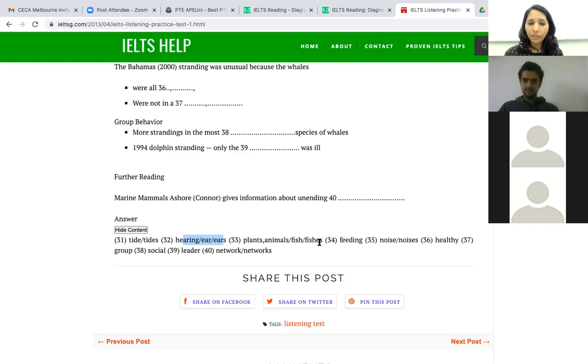Anyone who wrote fish or fishes? Just plants and animals. Then the next one was feeding with ing. 35 is noises, or you can also put loud noises. Both are correct. 36 is healthy. 37 is group. 38 is social.